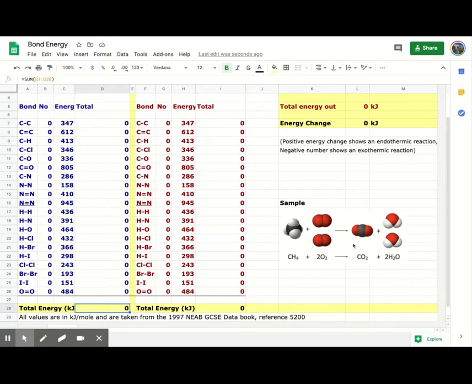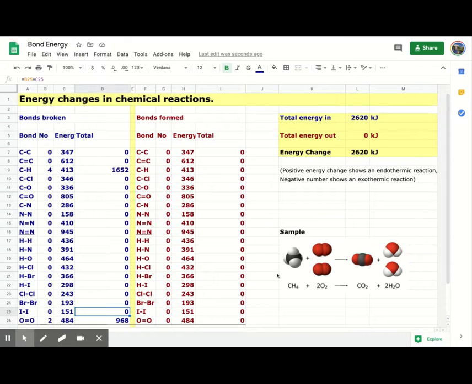A student might look at this and say, well, I see that there are 4 bonds in methane, so I have to find a carbon-hydrogen bond, which I'm just going to turn that 4. And now in terms of oxygen, we have 2 oxygen molecules, or double bonds, so 2 of those are broken. So we look at this and we say that it took 2,620 kilojoules per mole to break those bonds.